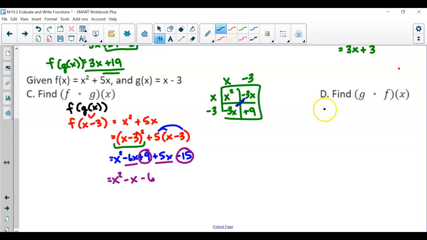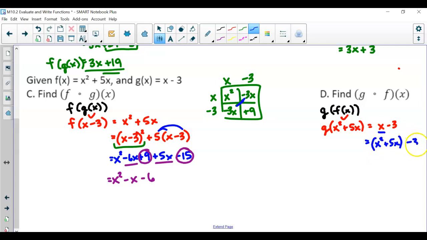So here, g of f of x. So again, start on the inside. f of x is x squared plus 5x. Then bring down g here. So we are looking for g of x squared plus 5x, where g of x is equal to x minus 3. So instead of x, we are going to substitute in x squared plus 5x, then minus 3.